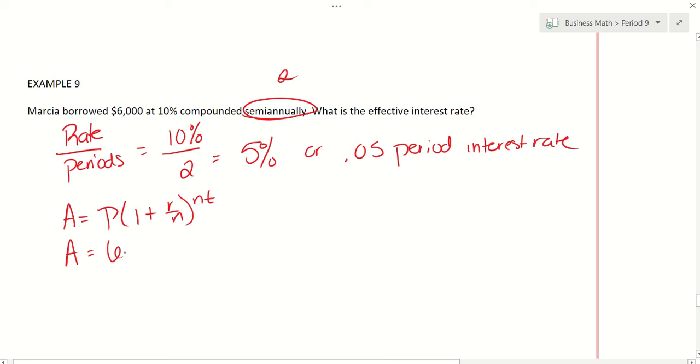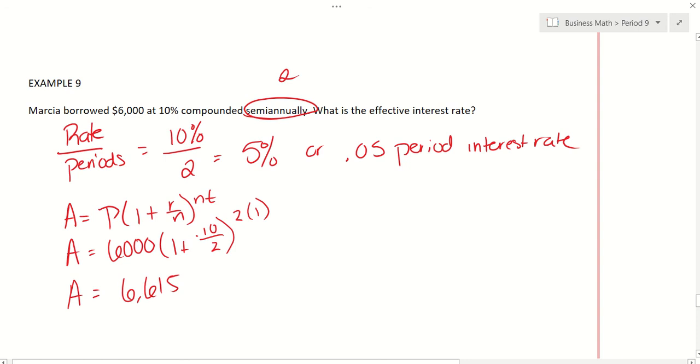So in this case, we've got $6,000 times (1 plus 0.10 divided by 2) to the 2. Now it's only for 1 year, so it's a 1 for time. What does this give us? $6,615. So if we subtract the original loan, the interest on this loan in 1 year is $615.